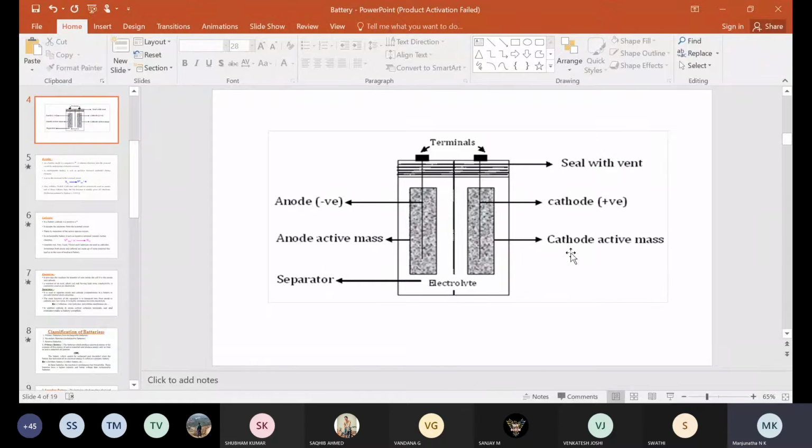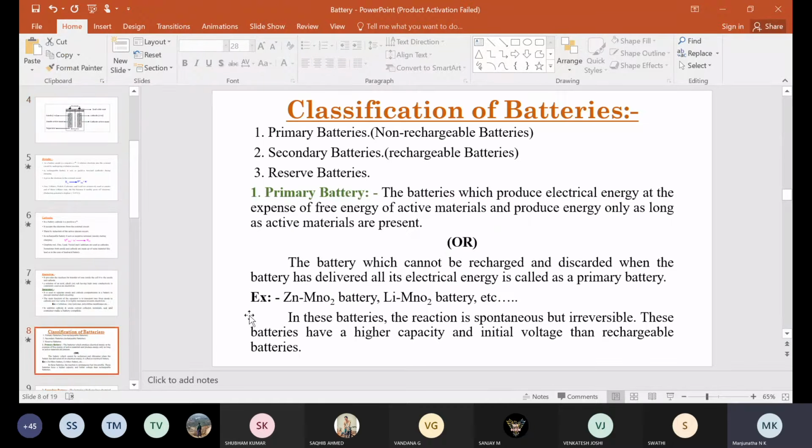After the basic components of the battery, coming to the classification of batteries. Generally batteries are classified into three types. One is primary batteries or non-rechargeable batteries. Second is secondary batteries or rechargeable batteries. Next is reserve batteries. These are the three types of batteries: primary, secondary, and reserve batteries.